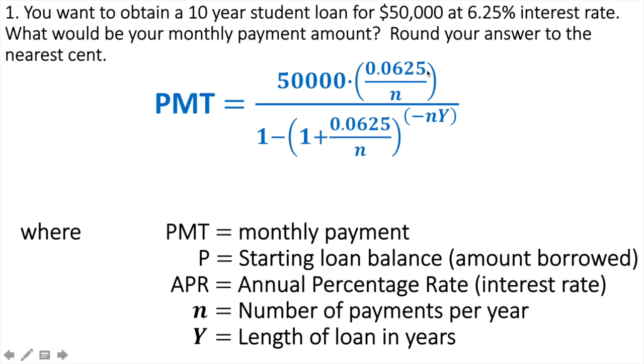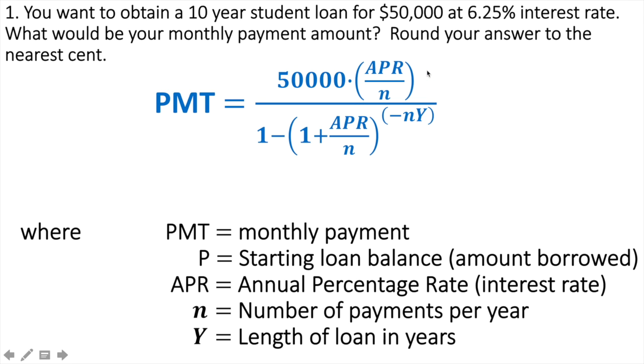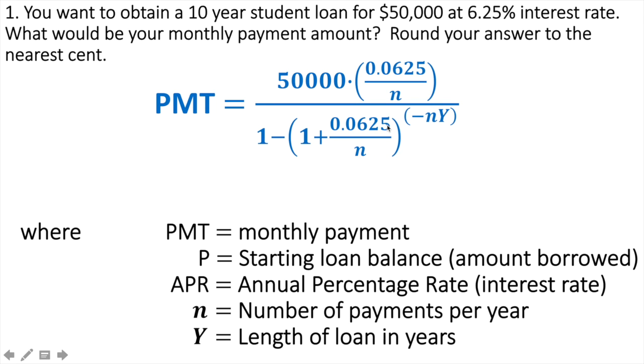And notice how that goes into two different spots. Let's back that up just a little bit here. There's my APR on top, and there's an APR right here as well. So 0.0625. N is the number of payments per year. These are monthly payments, so N is going to be 12. What's interesting about this particular formula is that we have N in 3 different locations, so we'll write 3 different N's there. Finally, we have the length of the loan in years, and this one is a 10-year loan. This is negative 12 times y, so that would be negative 12 times 10.